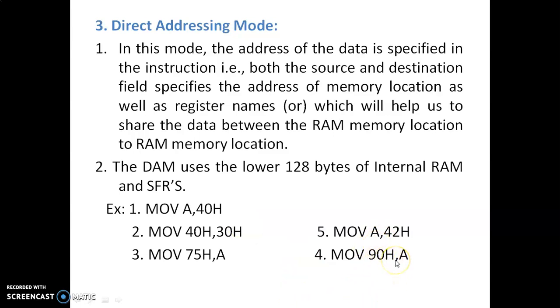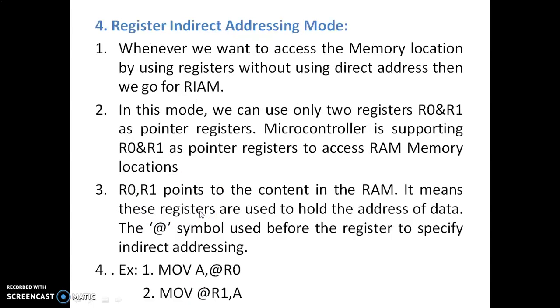So likewise, you can also move the data from the accumulator register to the address location 90H. This is about the direct addressing mode. In the direct addressing mode, both the source and destination fields will have the memory location addresses, or they can have the register names. Coming to the fourth one, register indirect addressing mode.